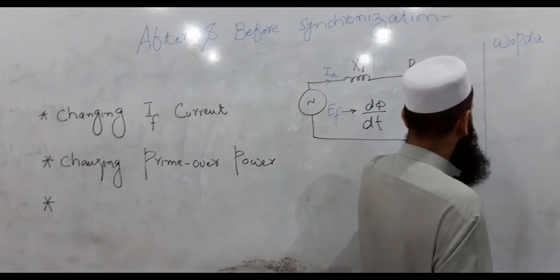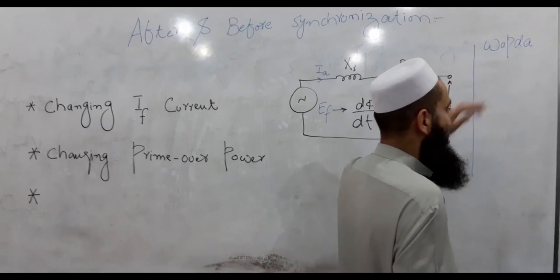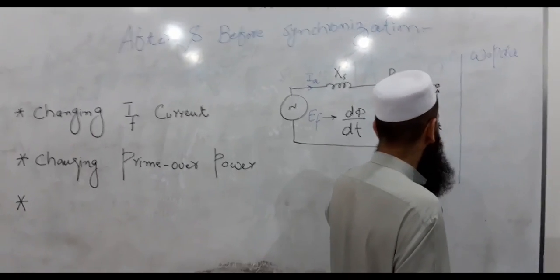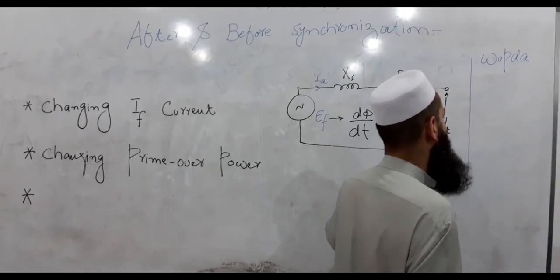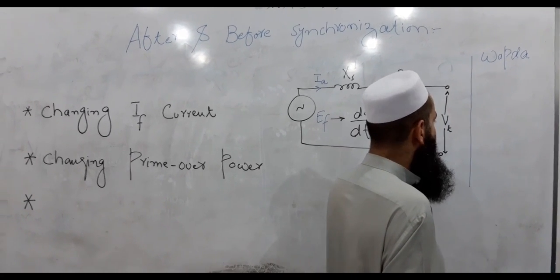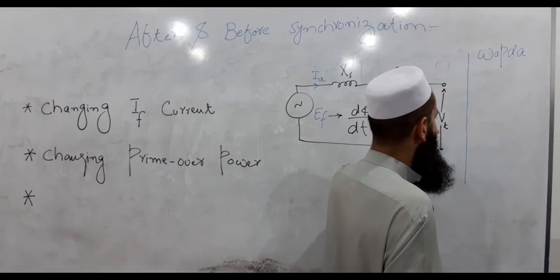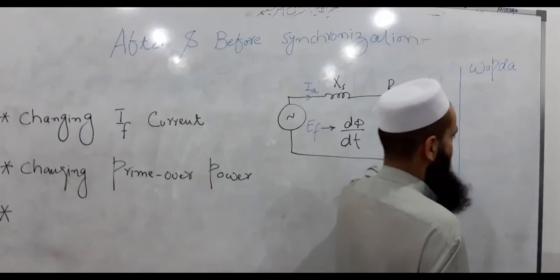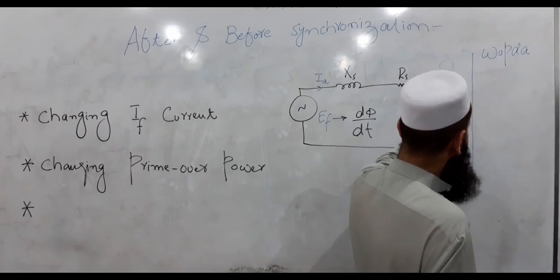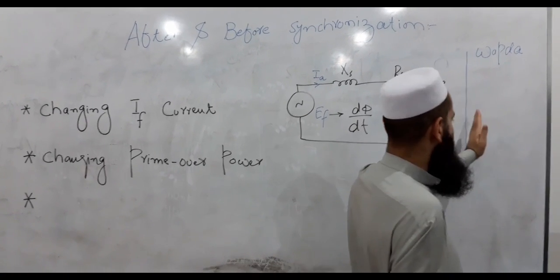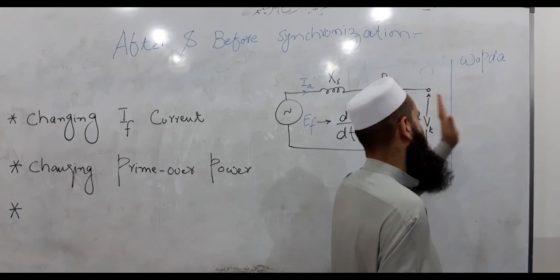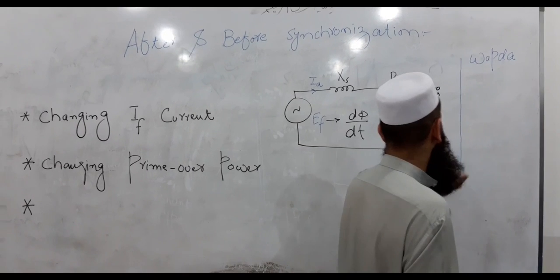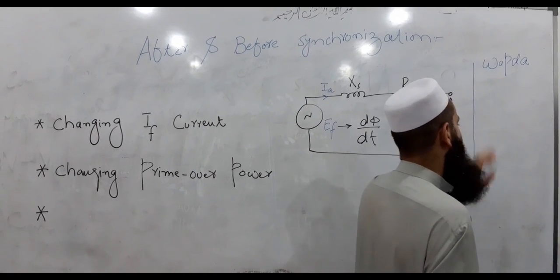But for making it close to the system, these four parameters need to be achieved: one is the magnitude of the voltage, one is the frequency of this voltage, one is the phase angle, and one is the phase sequence. So after making it close to the system, we connect it. So that is then synchronized.